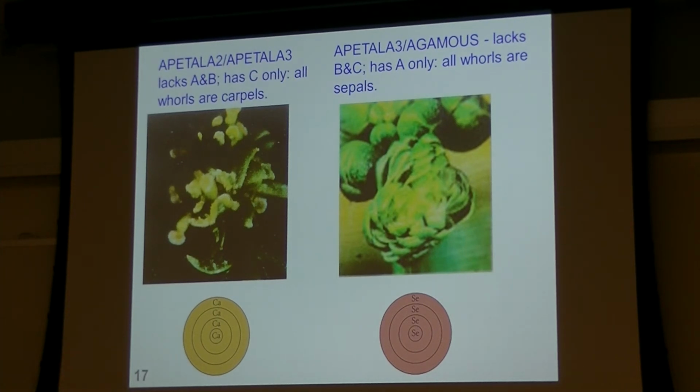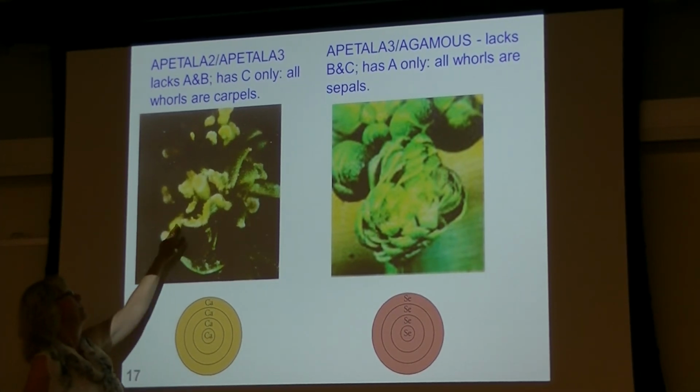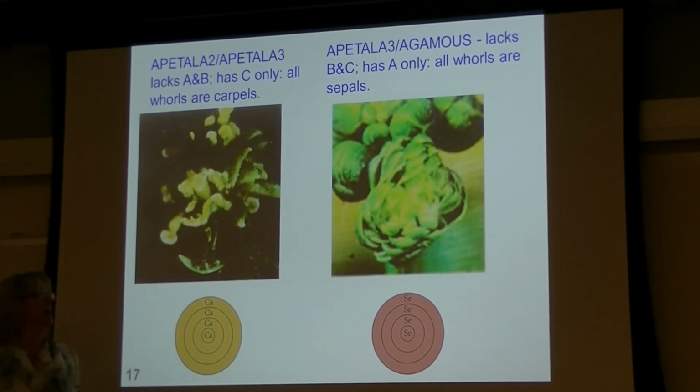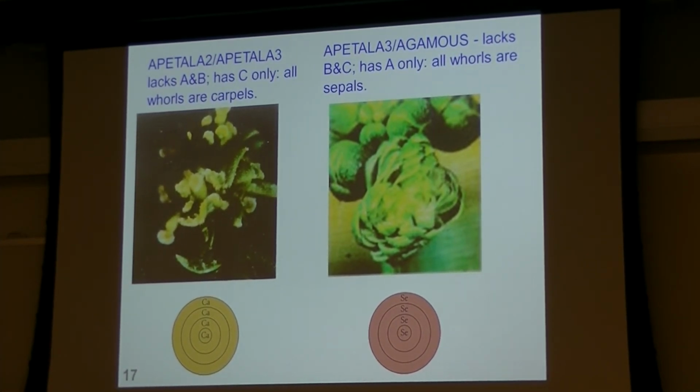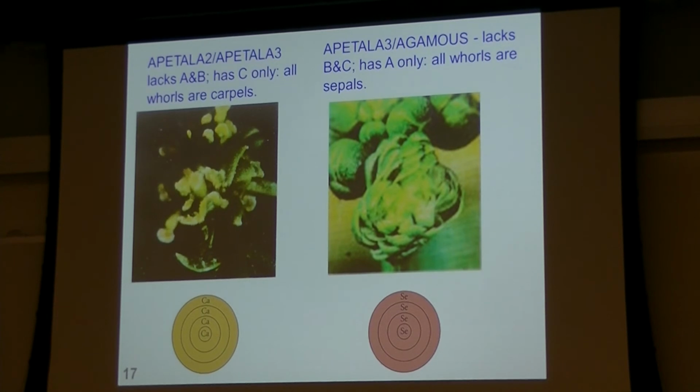Okay, I tried to find some pictures of these, but they're not really great pictures. But here's one where we have now a double mutant between apetala 2 and apetala 3, and this eliminates B and A activity and leaves you only carpels. So you see this massive carpel structure with these hairy stigmas here and there. Then here's the double mutant for the B and C, leaving only A activity, and that's going to be a mass of sepals. So it just looks like kind of overlapping leaf-like structures there.